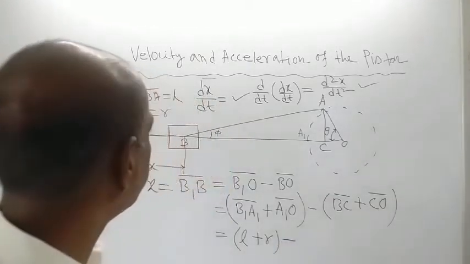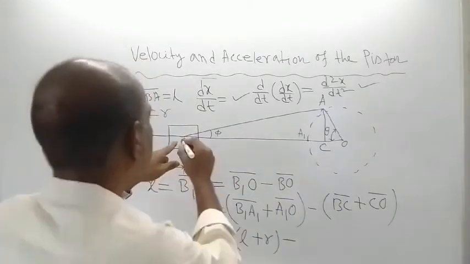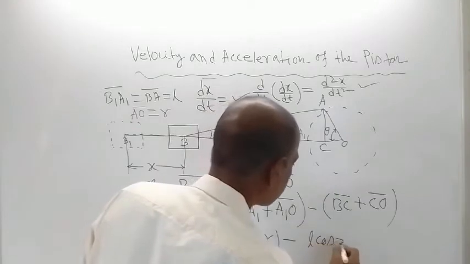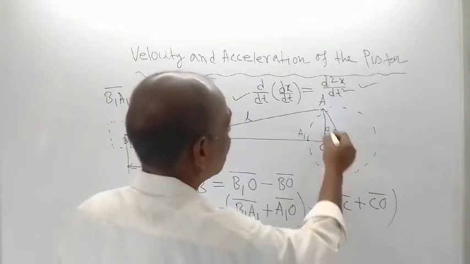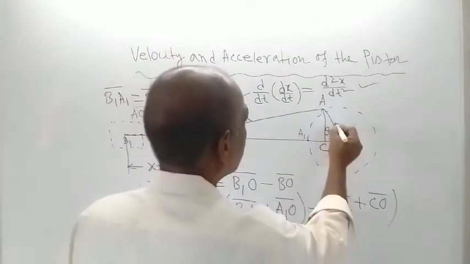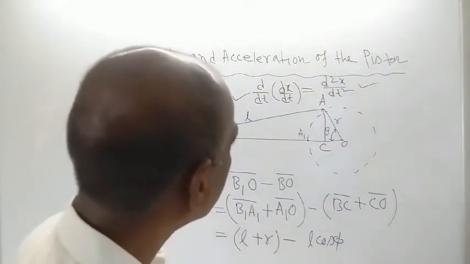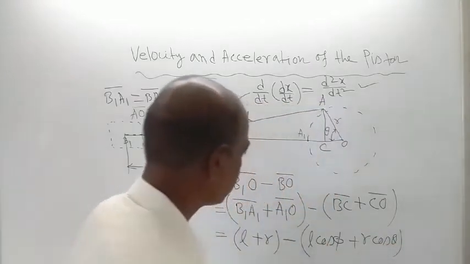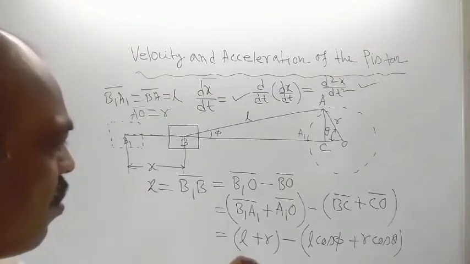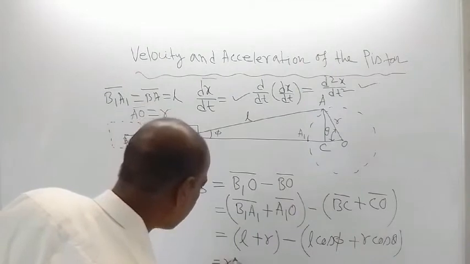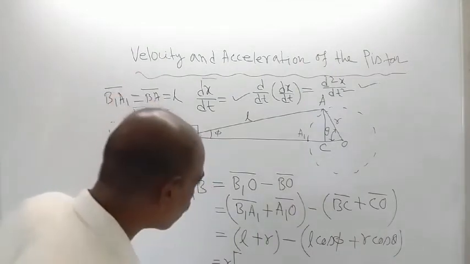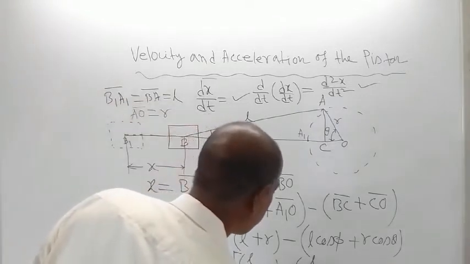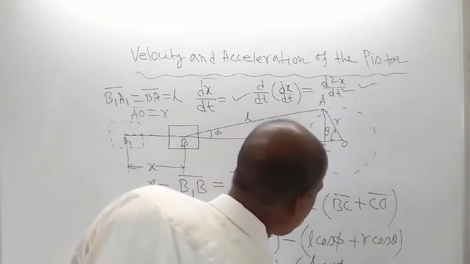Now BC is there, from B to C. So this can be written in terms of phi. BA is L. So BC is L cos phi. And CO is how much? If you consider this triangle ACO, AO is R. Then CO is equal to R cos theta. One bracket was there, so you put the same bracket. So this thing can be written as R, taking R as common, then here you are getting L by R plus 1, and from here again L by R cos phi, and here only cos theta.